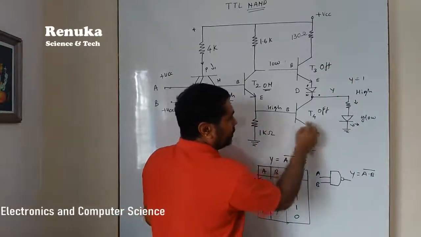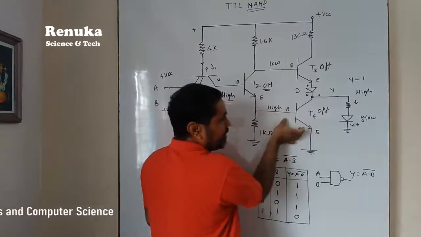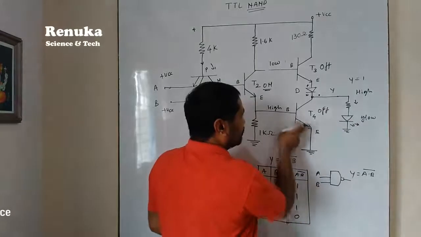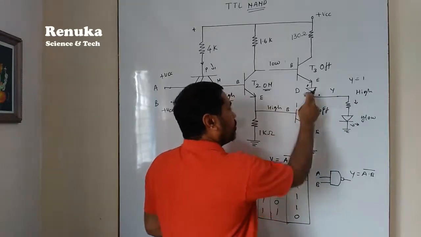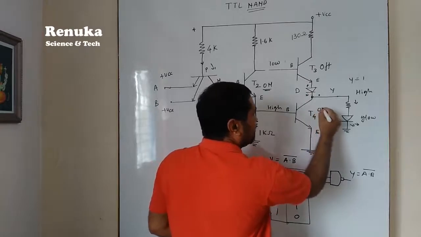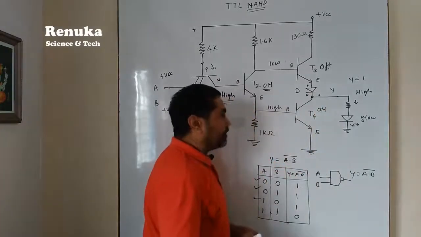High at the base of transistor T4, this voltage is high, so the base-to-emitter diode is getting more than 0.7 volt, so it will start conducting. Overall, the transistor is conducting, so we can say that the transistor T4 is on in this condition.